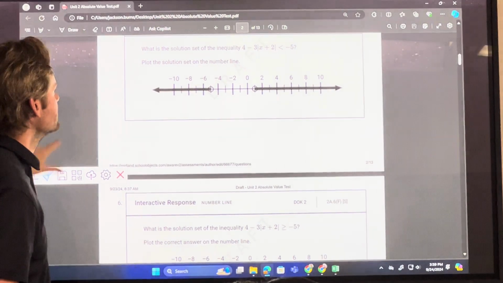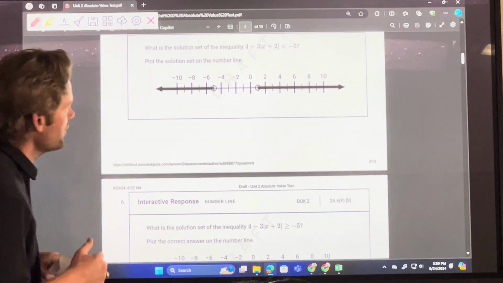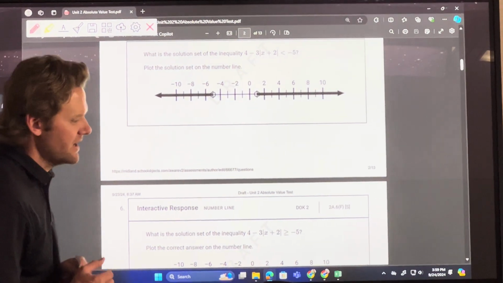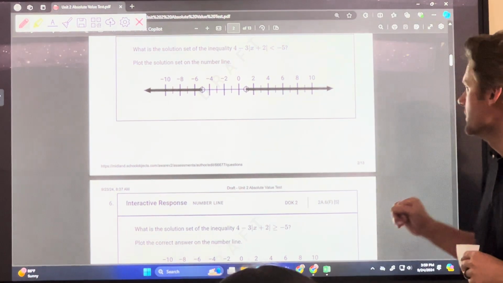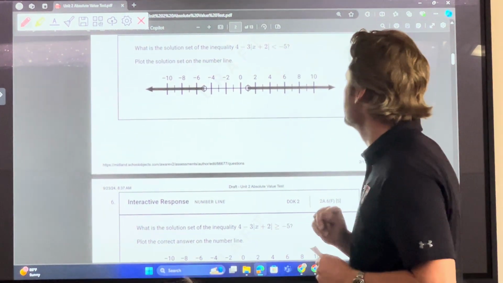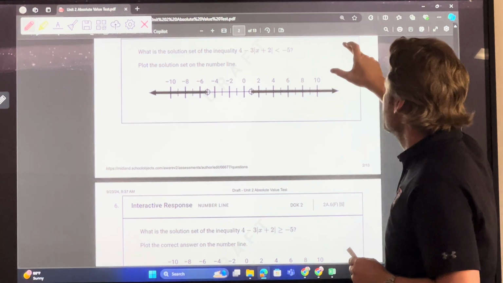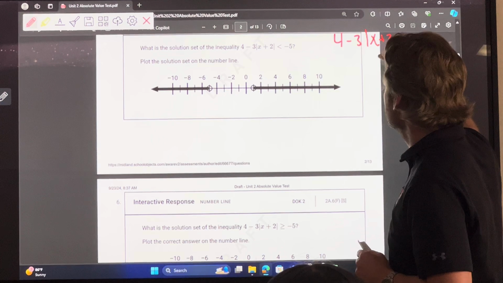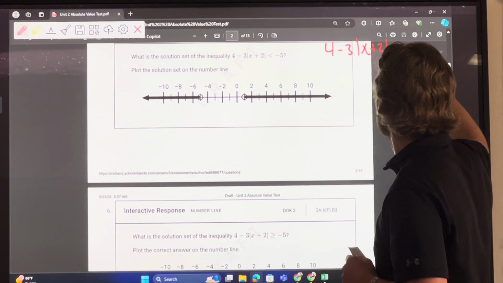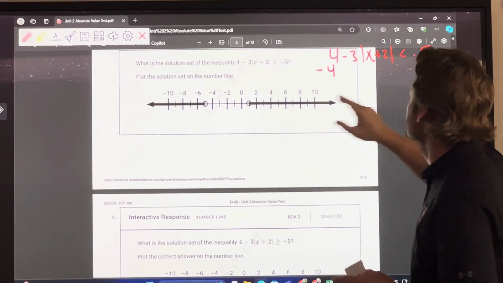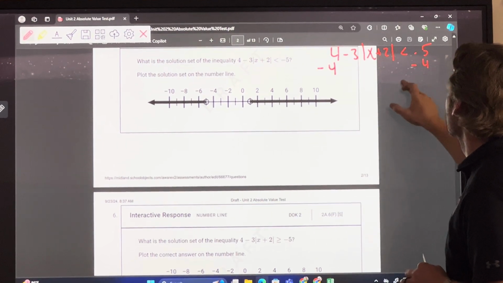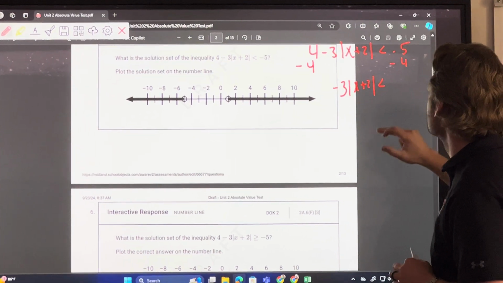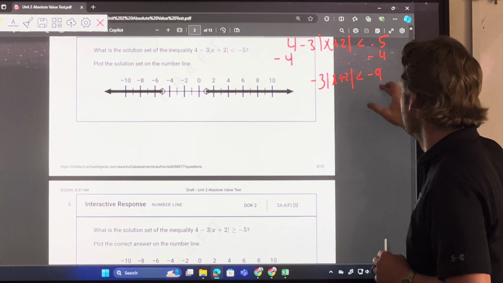What is the solution to the inequality? 4 minus 3 times the absolute value of x plus 2 is less than negative 5. So there's 3 number line ones on here. I believe I'll do 2 of them on this review. So again, right, I want to start by isolating my absolute value. So I'm going to subtract this 4 over, right? So I get negative 3 times the absolute value of x plus 2 is less than a negative 9.